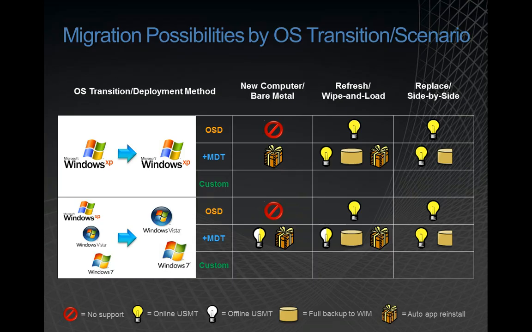Okay. So let's quickly work our way through this table, row by row, from left to right, starting with what OSD provides natively for each deployment type, beginning with Windows XP deployments. I should mention at this point that for the purposes of this presentation, any reference to Windows XP assumes that we are deploying the 32-bit version of Windows XP. The unique deployment requirements for the 64-bit version of XP are not addressed in this presentation.